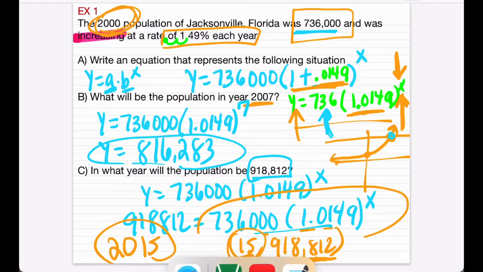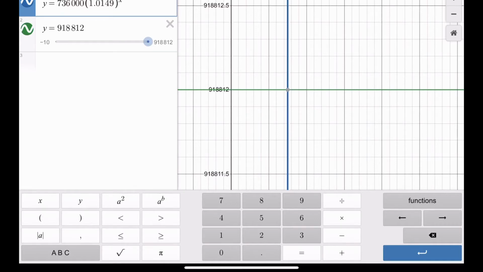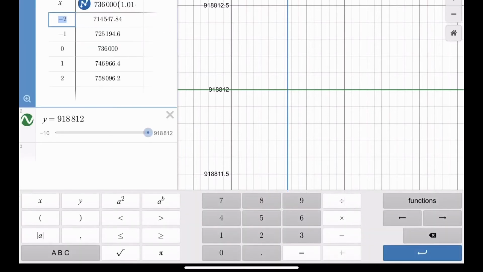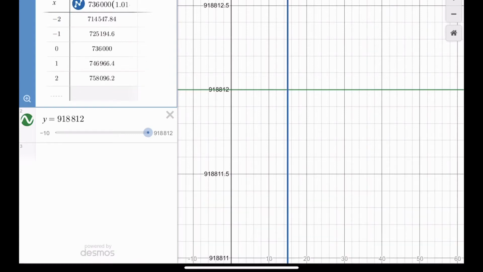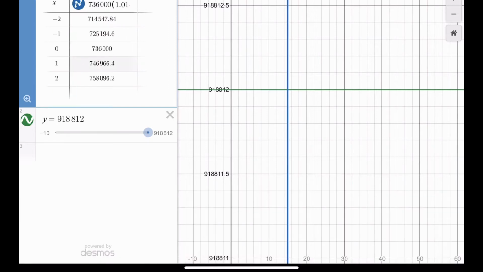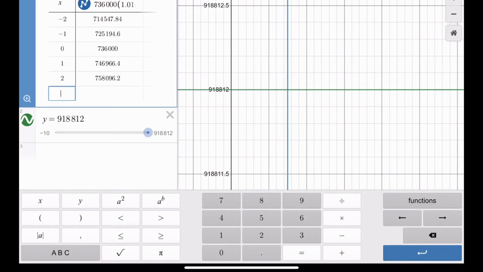Now, another way you could have gotten the solution is by doing the table. So I'm going to click on the first equation we typed in. I'm going to hit the little settings, this little tool right here, and you're going to hit the table right here. So I wish we would be able to plug in y values, but we're not allowed to. You're only allowed to plug in x values on this calculator. So if you look at the y values here, the y values are going up. So the y value should increase and reach 918,000.